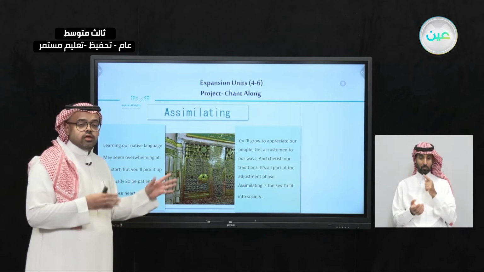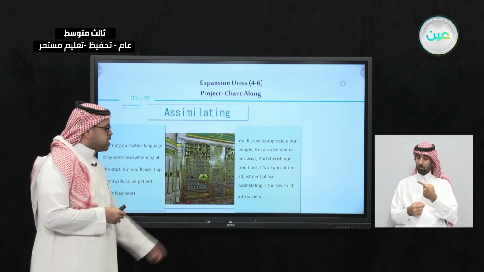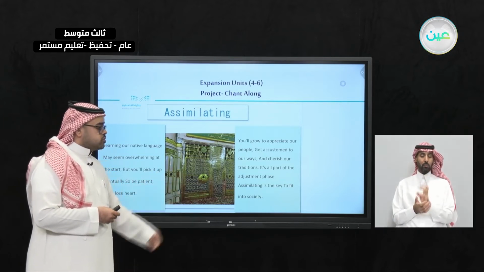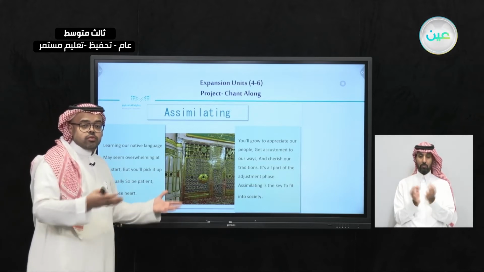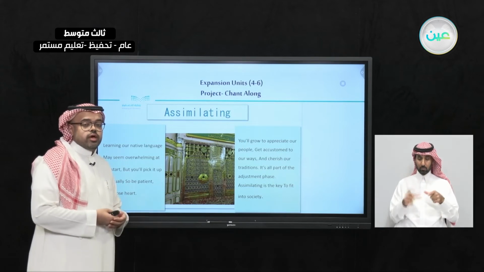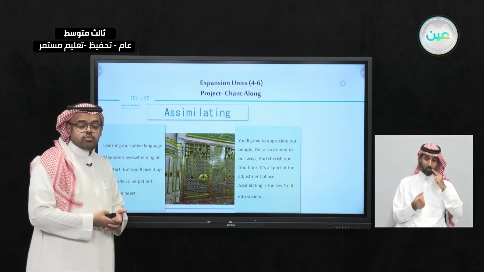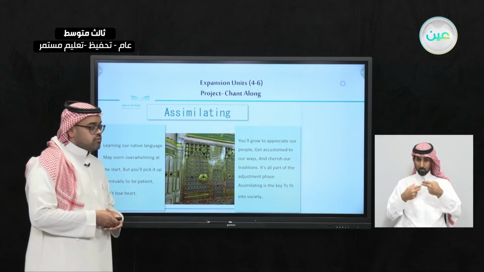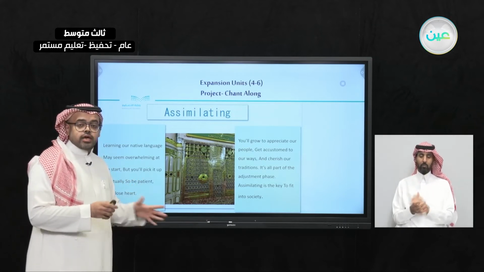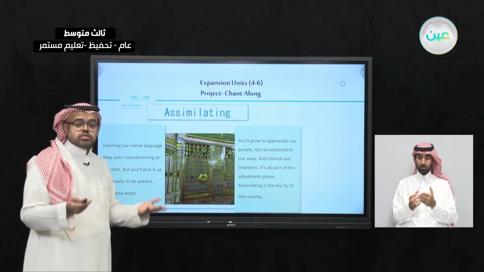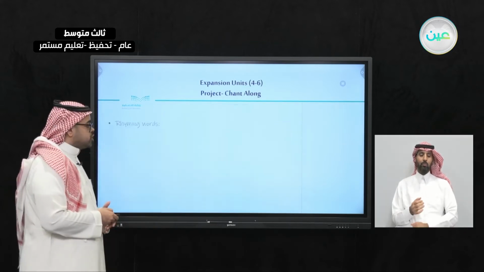So he ended the chant with the phrase, assimilating is the key to fit into society and to blend in with it, and also the key to coexist in harmony and accept each other's differences. So this is the main idea of our chant, which is assimilating to accept each other.